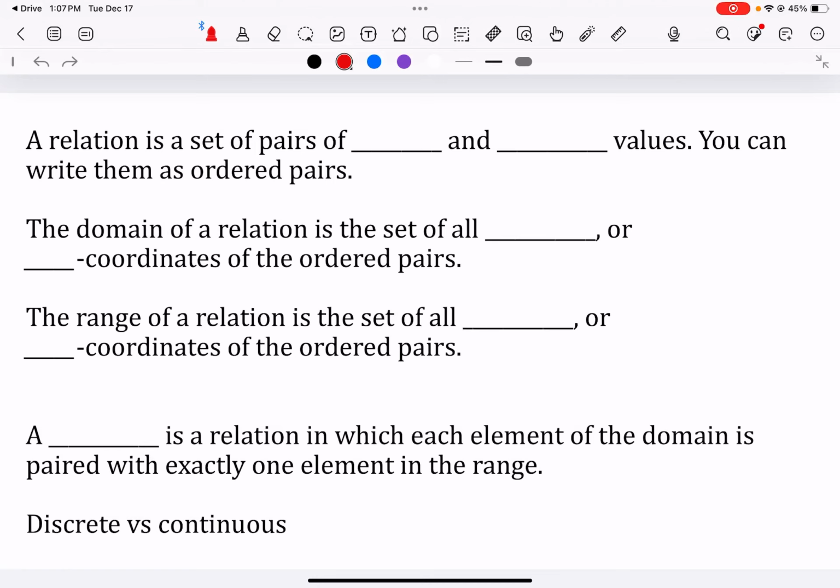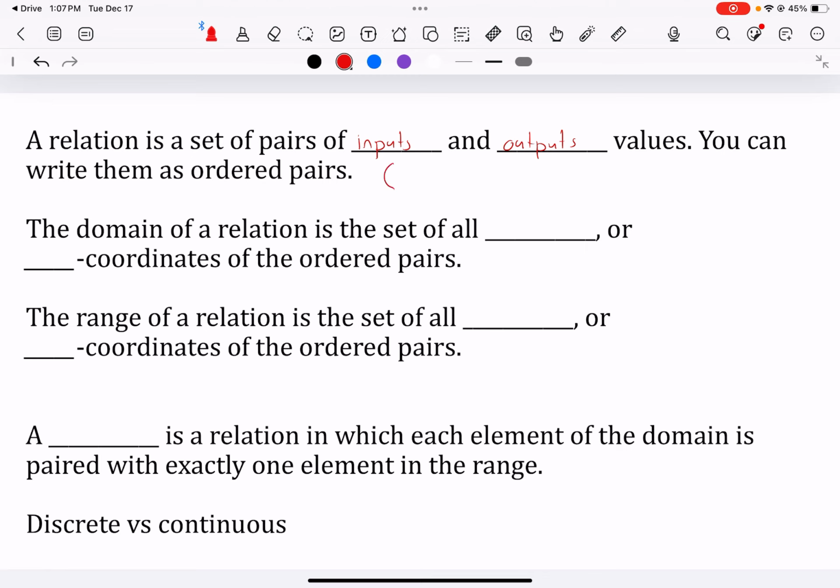This lesson is on an introduction to functions. A relation is a set of pairs of inputs and output values. You can write them as an ordered pair.